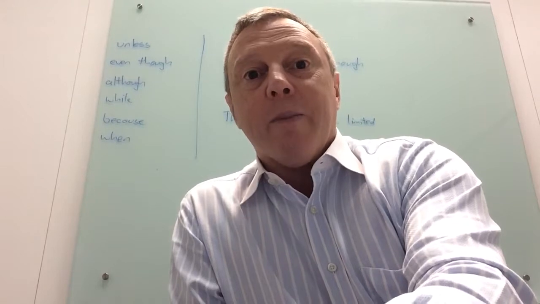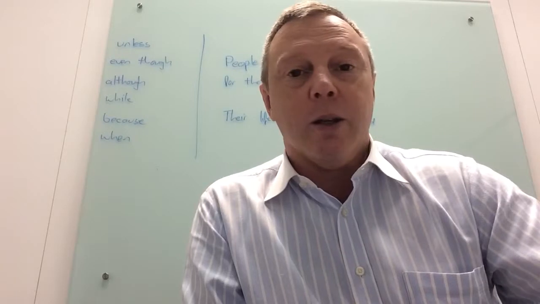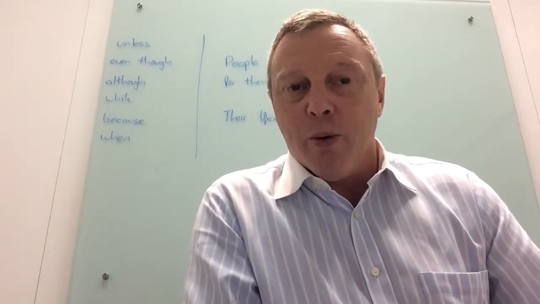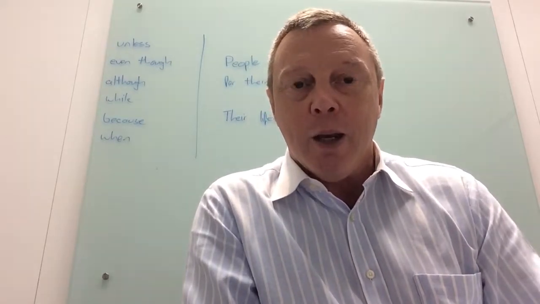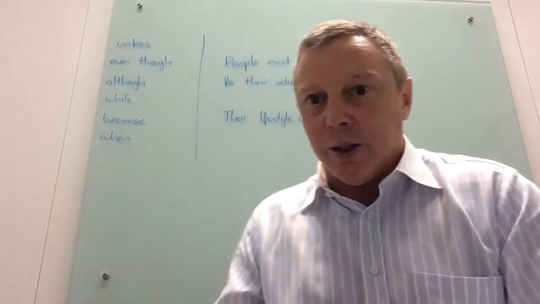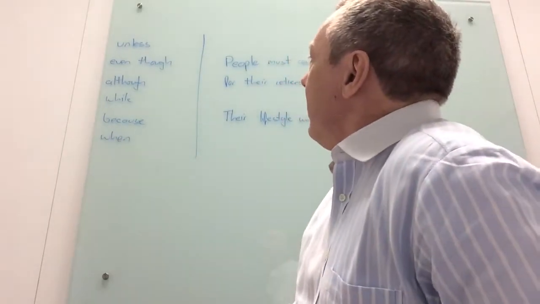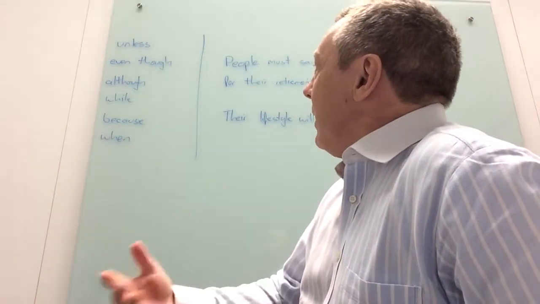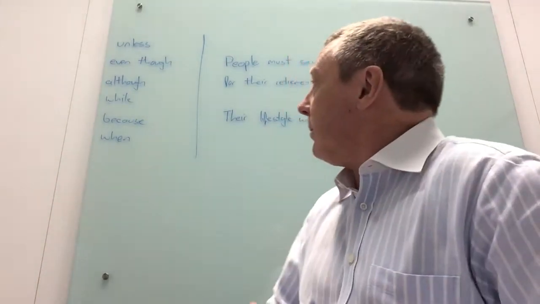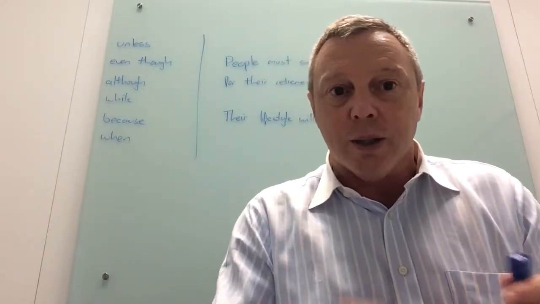This week we take it a step further and we look at a structure where we combine an independent clause with a dependent clause, and we refer to one as the subordinate clause and one as the main clause, and we link them using what are known as subordinate conjunctions. And I've listed some here on the board behind me. Words like unless, although, even though, while, because, when. These are all examples of subordinate conjunctions.